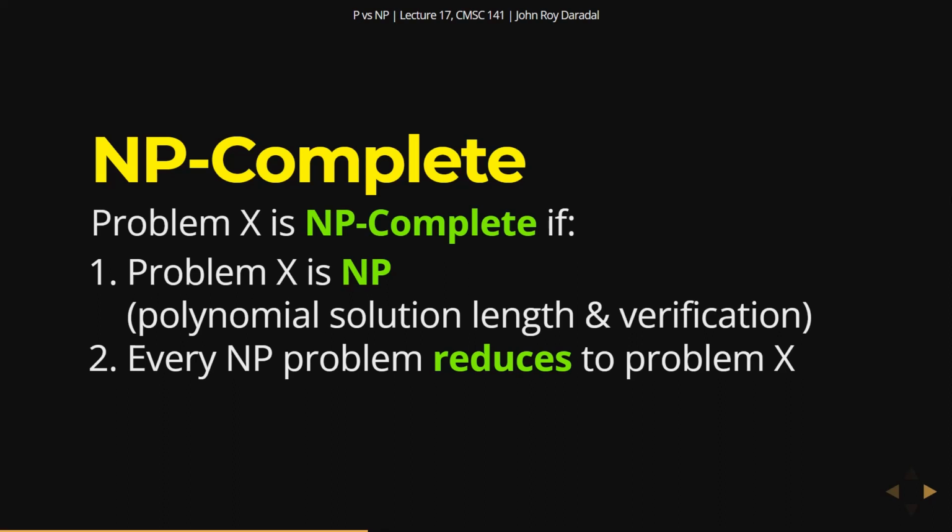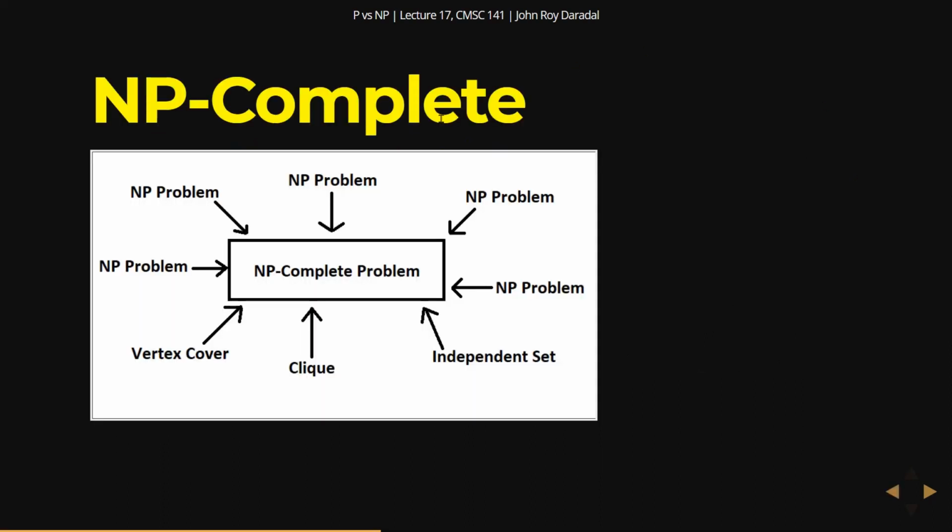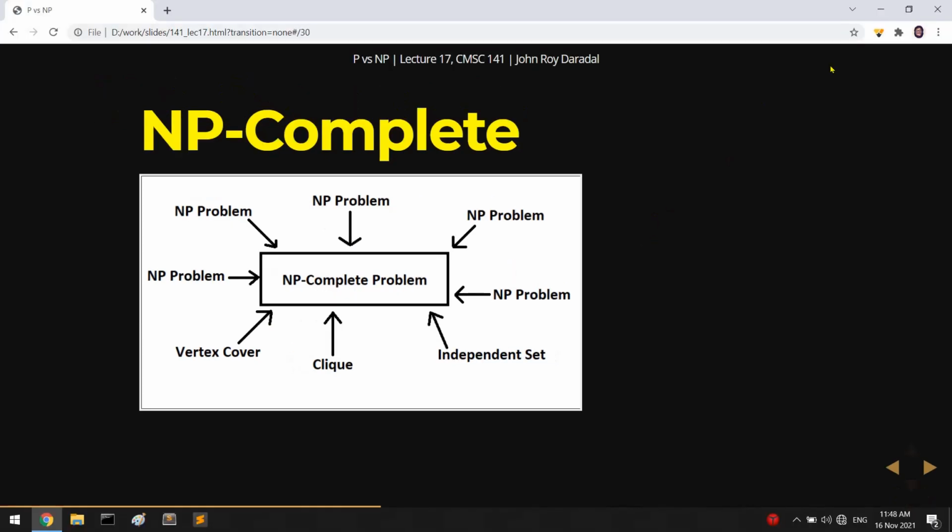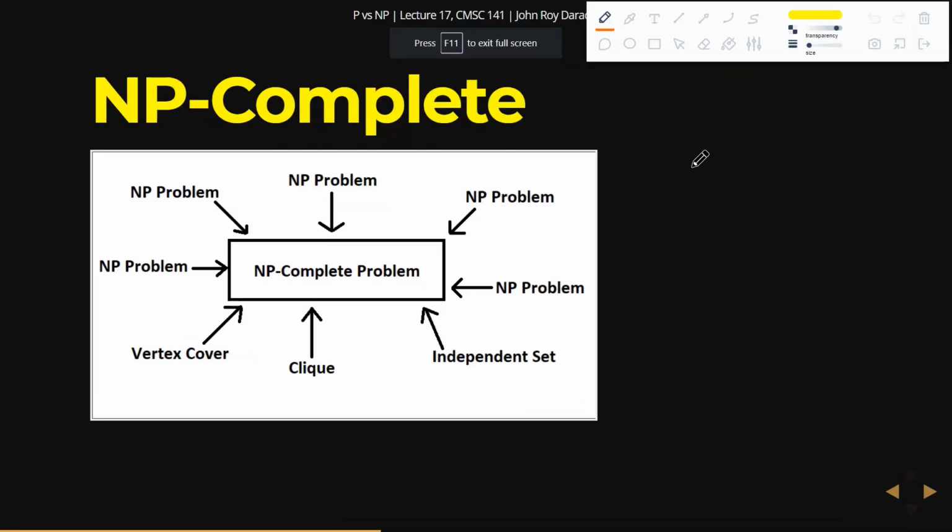meaning problem X, the NP-complete problem, is really very hard because all NP problems can be reduced to it, right? So imagine all of these NP problems like vertex cover, clique, independent set. If they can be reduced to the NP-complete problem, then solving this NP-complete problem will also solve these other NP problems because they're piggybacking on the NP-complete problem, right? Because remember, we said that if X can be reduced to Y, then Y is harder, right?